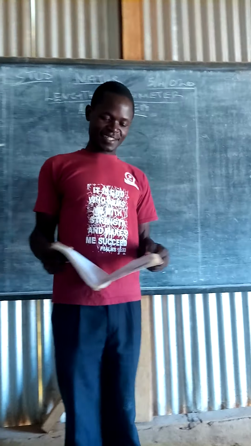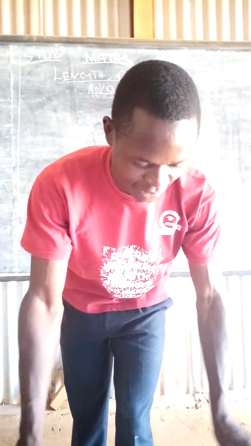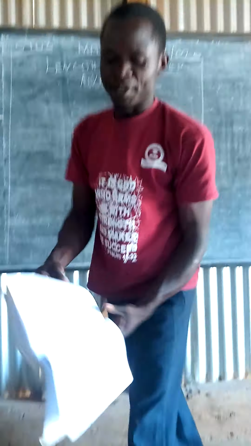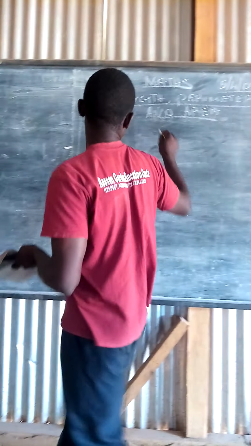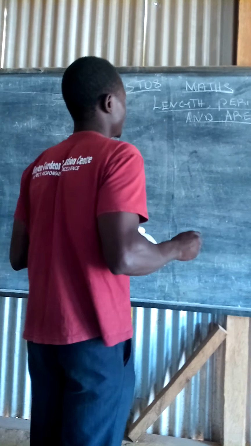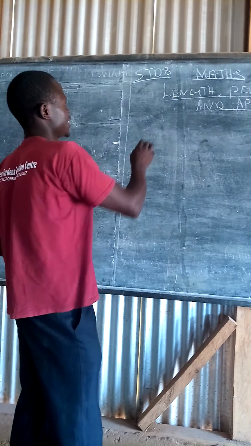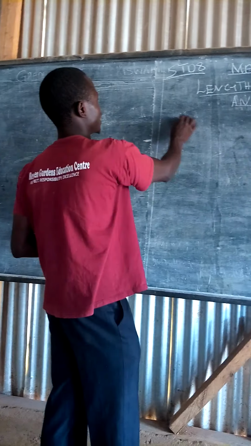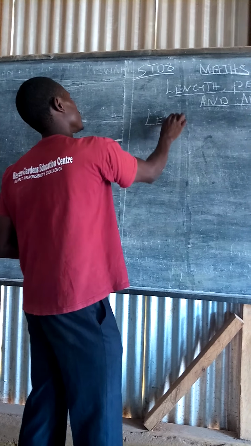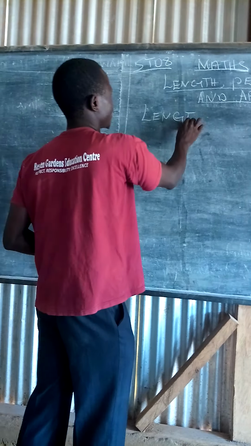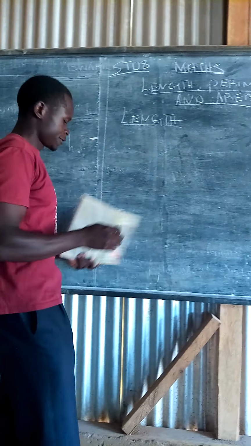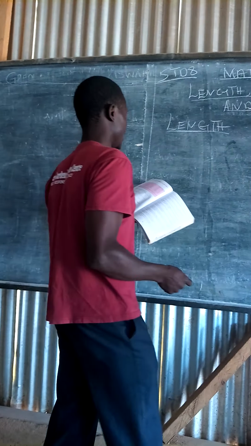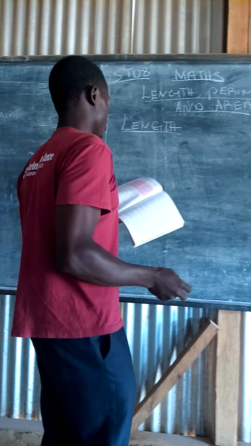Okay, class, we are going to look at the next topic, that is length, perimeter, and area. Looking at this topic, you realize that it has three things to cover, but this morning we'll only look at length. We shall look at length as a subtopic. Under length, we will have our guideline to tackle this topic.